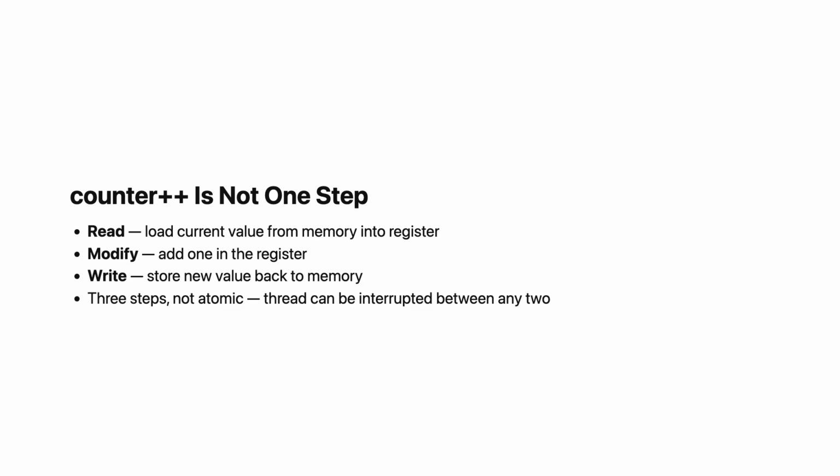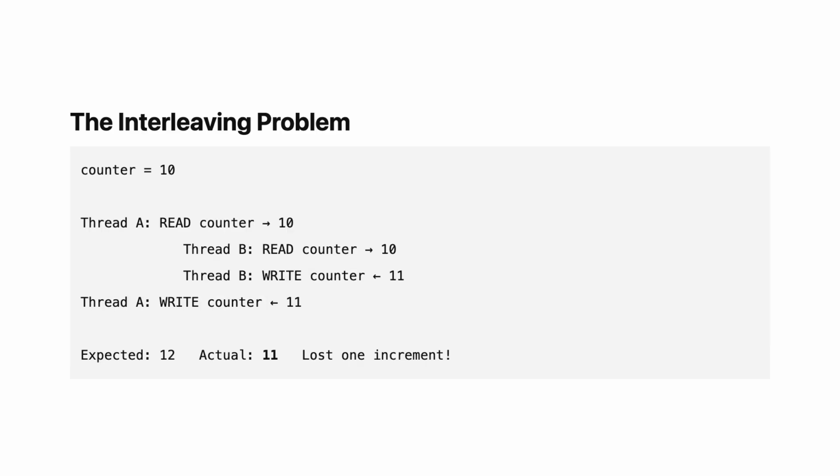Let me show you exactly what goes wrong. Imagine counter is currently 10. Thread A reads counter and gets 10. Now, before thread A can add 1 and write 11 back, the scheduler interrupts it and switches to thread B. Thread B reads counter and also gets 10 because thread A has not written its new value yet. Thread B adds 1, gets 11 and writes 11 to memory.